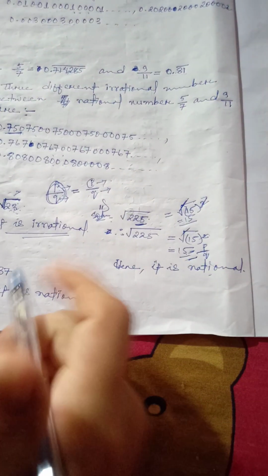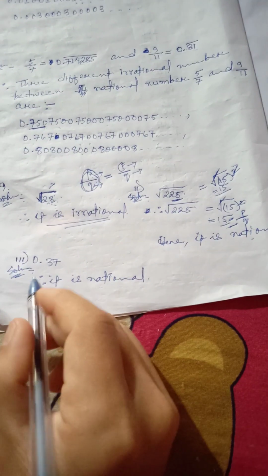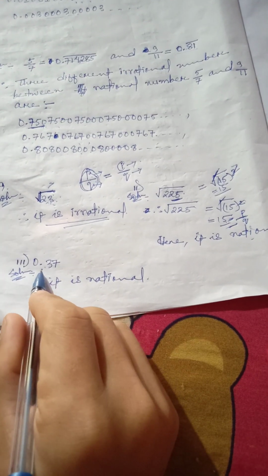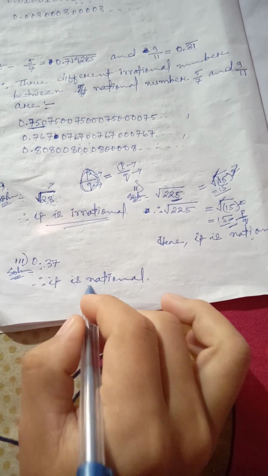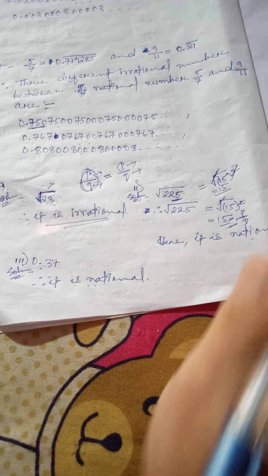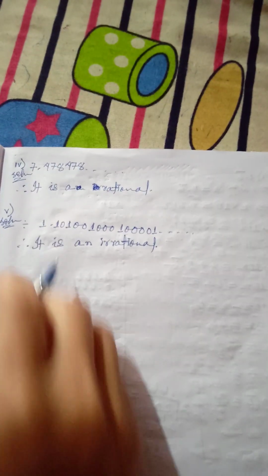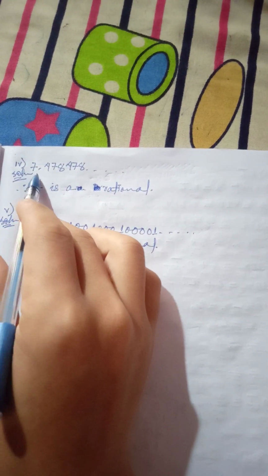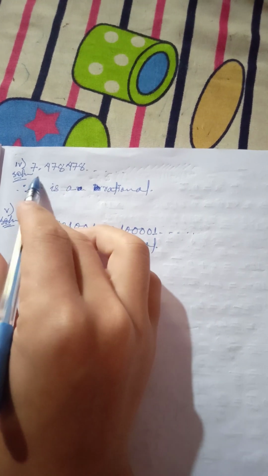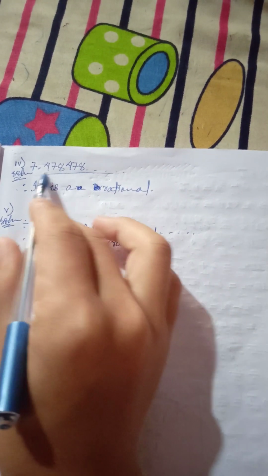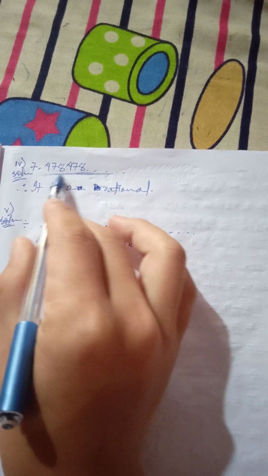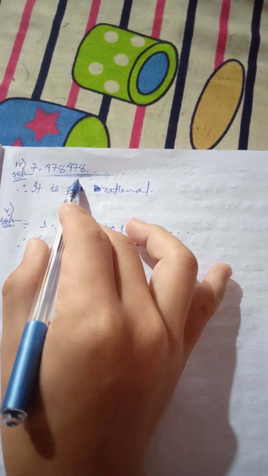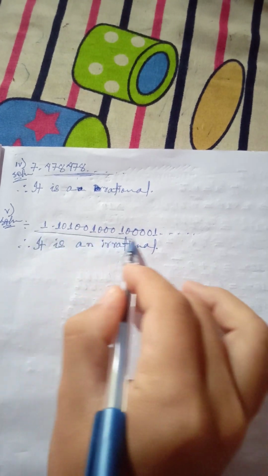Same as this, 0.37. This kind of decimal expansion can satisfy the p by q condition, so easily we can say it belongs to rational numbers. And even in this one, 7.478478, this kind of number can also satisfy the p by q condition, so we can conclude that it belongs to rational numbers. But here, let us check this one.